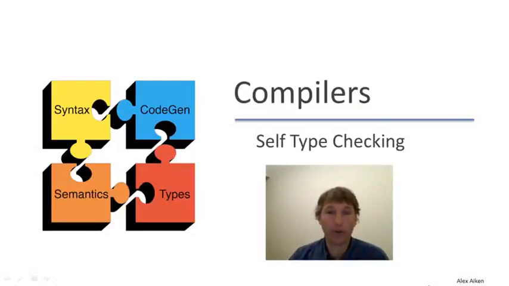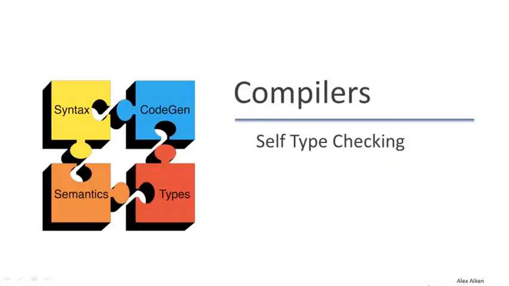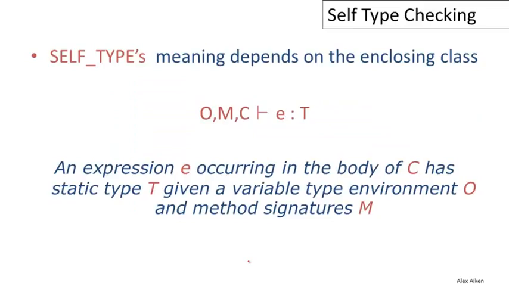In this video, we're going to use what we've learned so far about self-type to incorporate self-type into the type checking rules for COOL. First, let's remind ourselves what the type checking rules for COOL actually prove.